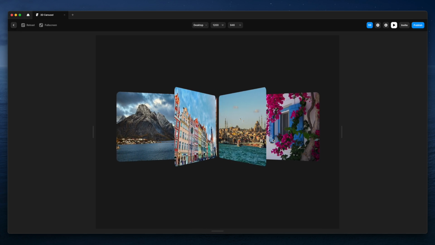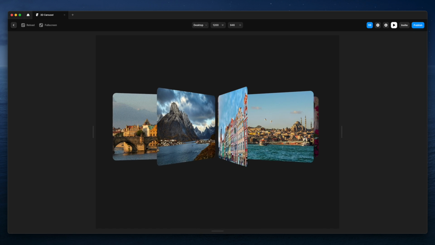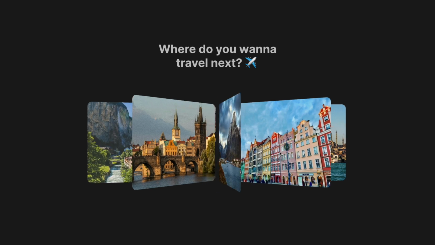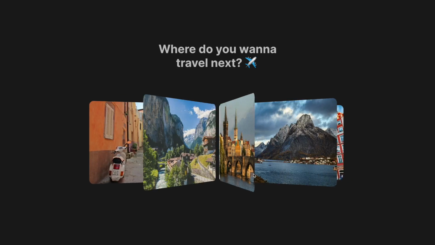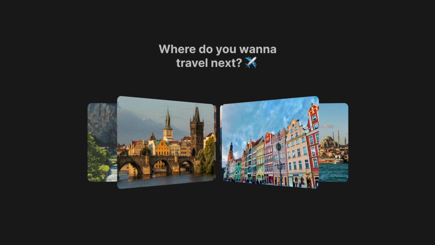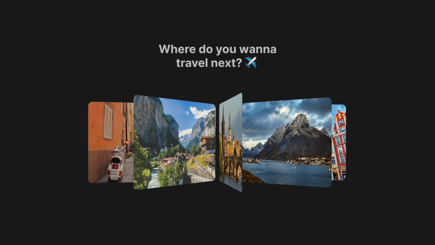I mean, it looks so complex to make, but it's really not. And that's the beauty of Framer, really. It just makes super complex looking things easily doable. You can always complete the section by adding a nice title to it. Like in my case, since these were cities, I added where you want to travel next.